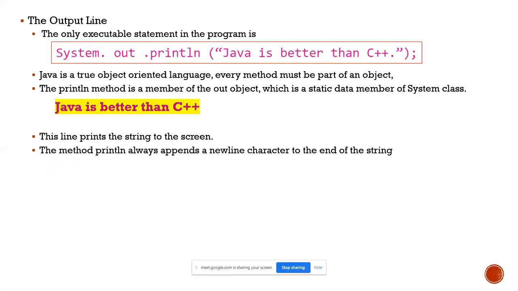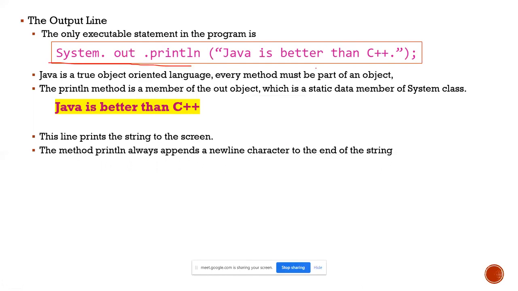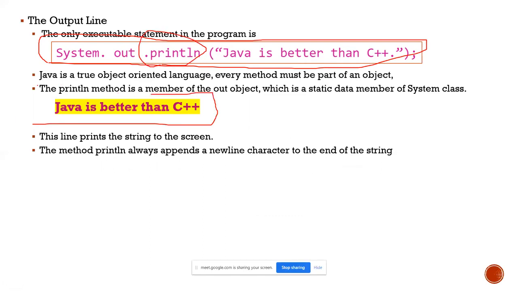So next line, the output line is System.out.println, "Java is better than C++". So the output line, Java is better than C++, that we have given in double quotes. Whatever you give within double quotes, in the line System.out.println, println stands for print line, will be displayed as it is on the screen. Now this output will be displayed.